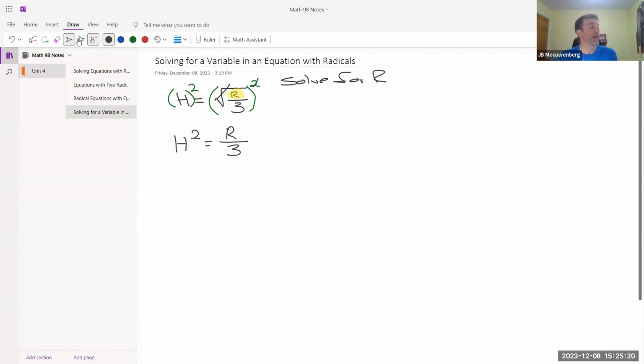So now we have freed up the r, we've removed the radical, and the only other thing we have to do now is eliminate this 3. We need to get rid of this fraction, so we will multiply by 3 on both sides. That leaves us with 3h squared is equal to r. And we have successfully solved the equation for r. We've isolated r on one side.